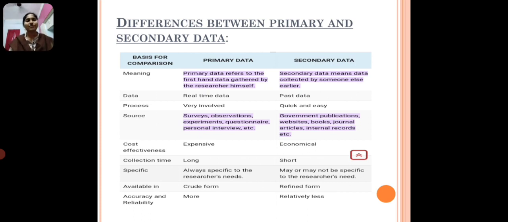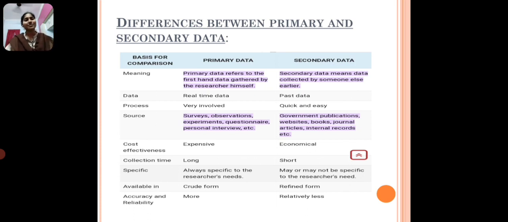Primary data is always specific to researcher needs. Whatever the researcher wants, they collect that data. Whereas secondary data may or may not be specific to researcher needs. We just take the data which is available in the source, it may or may not be specific to our needs, whatever we require or whatever we want. Okay, so next, primary data is available in crude form, and secondary data is available in refined form.